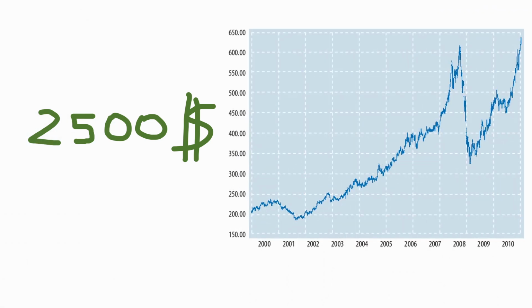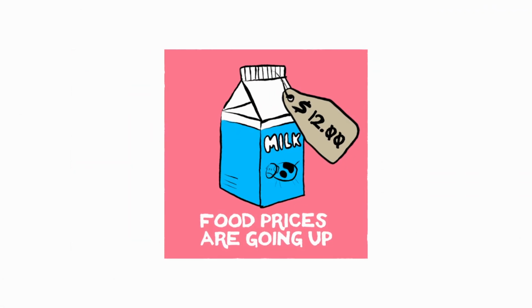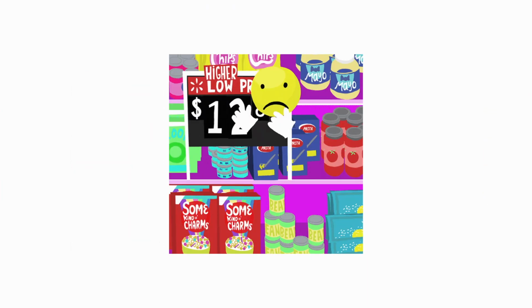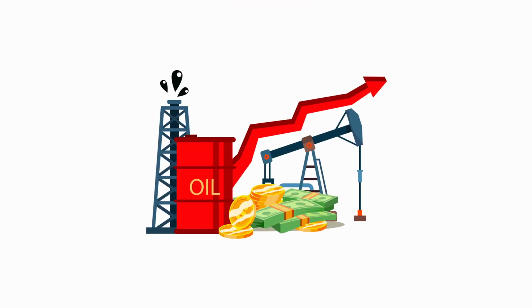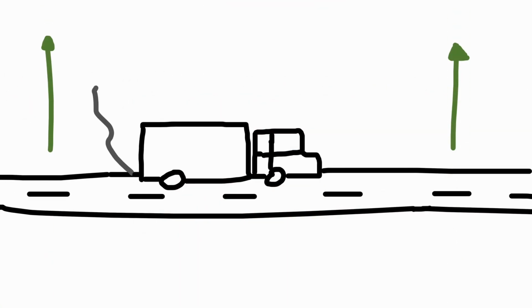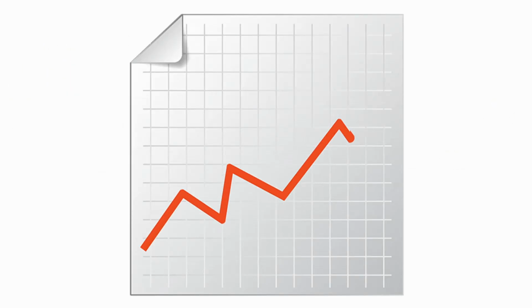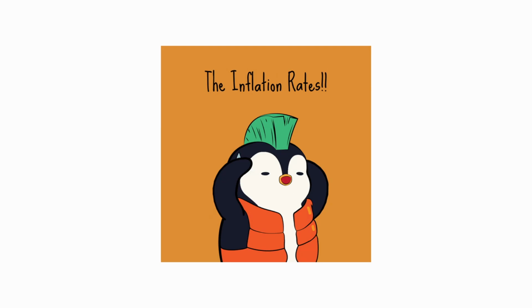Cost push inflation. When the production costs of goods and services increase, such as due to rising wages or raw material prices, producers often pass on these higher costs to consumers in the form of higher prices. A surge in oil prices leads to higher transportation costs for businesses. To maintain profitability, these businesses increase prices for their goods and services, causing inflation across various sectors of the economy.